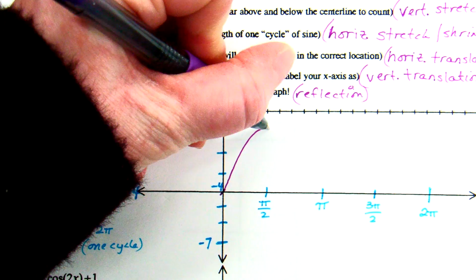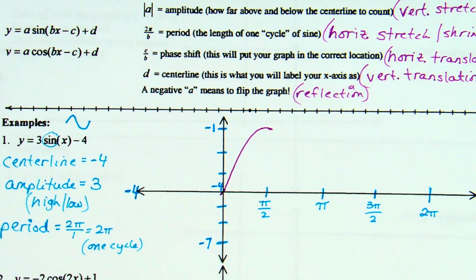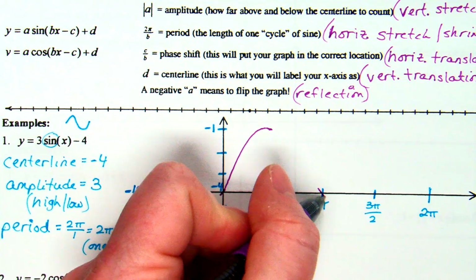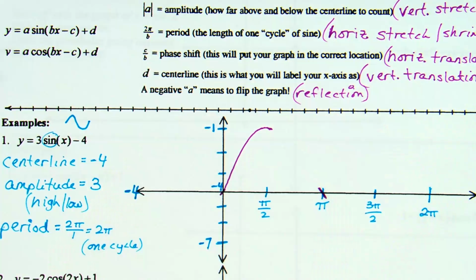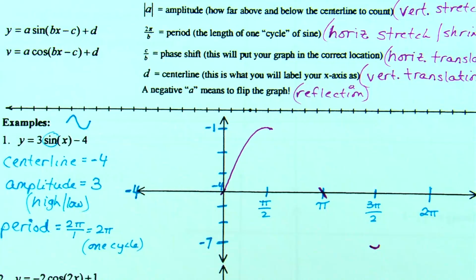How high should I be above pi over 2? Where is your -1 label? That's where you should hit. Now, what do I do next? I'm going to cut through the middle. My middle is pi. So I'm going to cut through pi. And I'll come back and connect this all in the end. After I cut through pi, what's my next marking point? We have to bottom out under 3 pi over 2. Now, when I bottom out under 3 pi over 2, how low should I go? You should be at -7. So wherever you marked your -7.